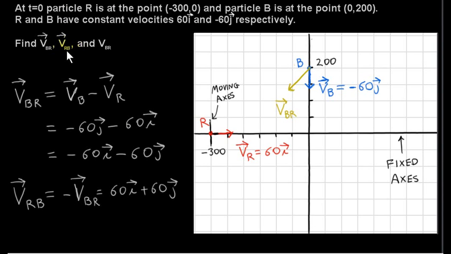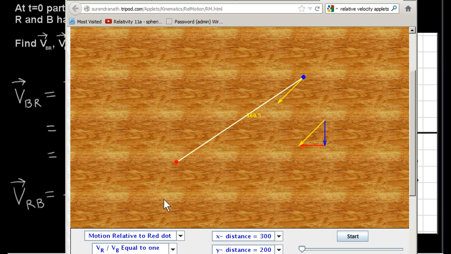To get VRB, the velocity of the red particle relative to the blue particle, we just reverse the direction of VBR. So we just change the sign of vector VBR. So -60i minus 60j becomes plus 60i plus 60j. If we have an observer moving with particle B, that observer will see the red particle moving with this velocity, 60i plus 60j. We can see that in the applet.